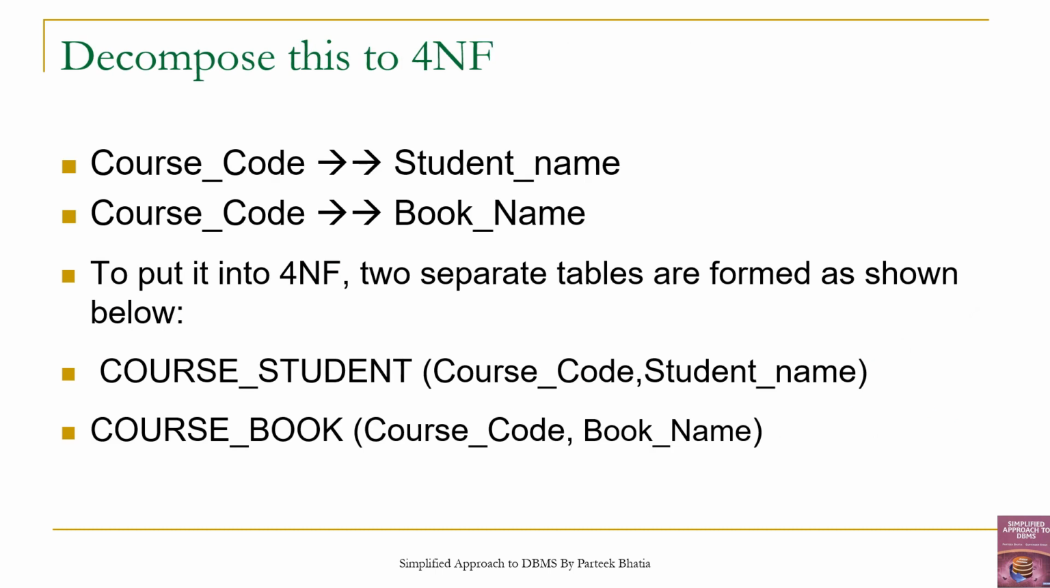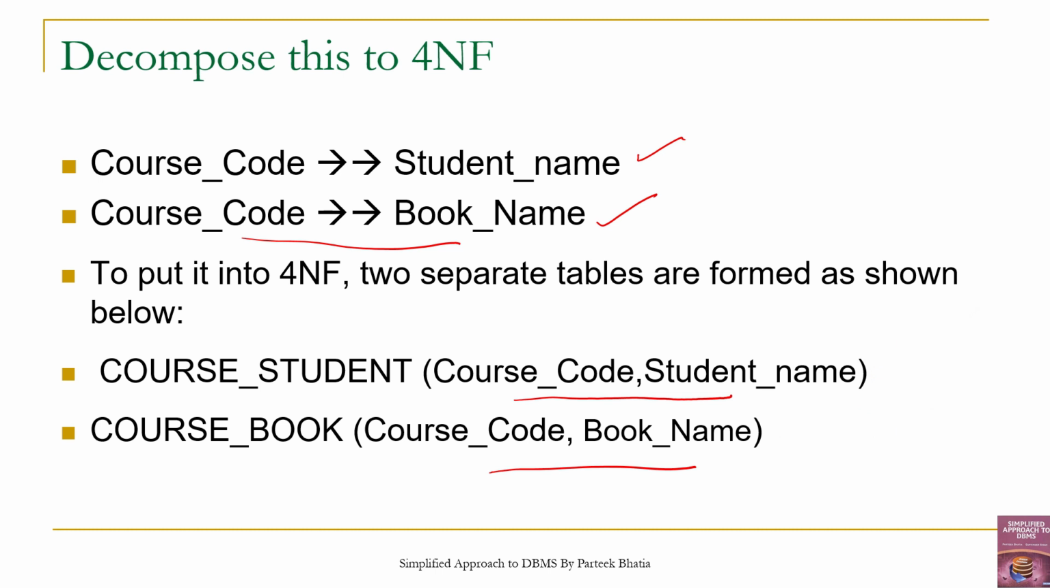Here we have course code. For a given course, we have multiple student names. For given course code, we have multiple book names. And according to fourth normal form, we have to decompose into AB and AC. So let's create a table for AB, that is course code and student name. Another table for AC, that is course code and book name. So we have not created a table for BC because B and C are independent of each other.